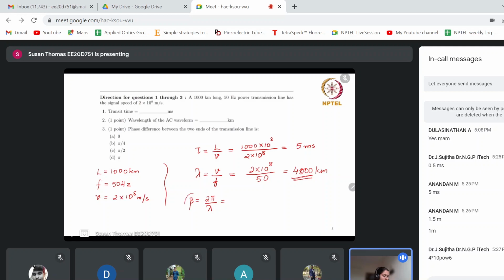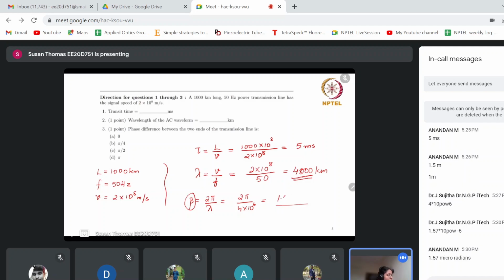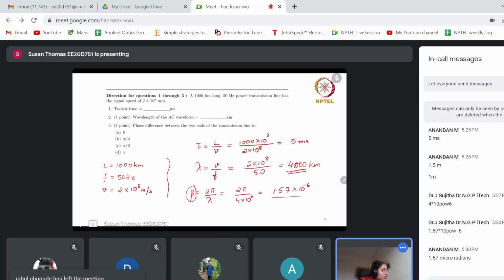All of you know what beta is. That is the phase constant, which is in radian per meter. So we can say how many radians per meter. When you calculate 2 pi by lambda, what do you get? 2 pi by 4 into 10 power 6. Can you find this beta? Beta gives us an idea of the phase difference per unit meter. Yes, right answer, Dr. Sujita. The answer is 1.57 into 10 power minus 6 radian per meter.